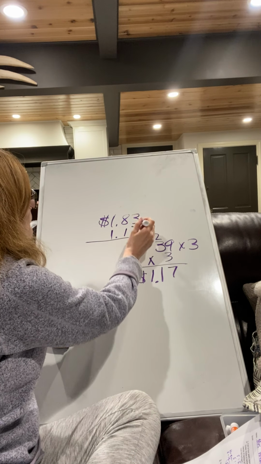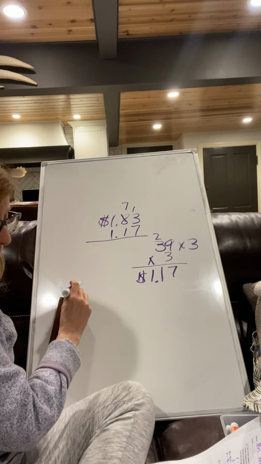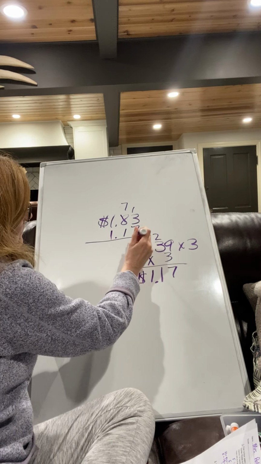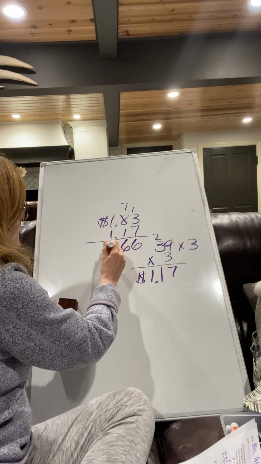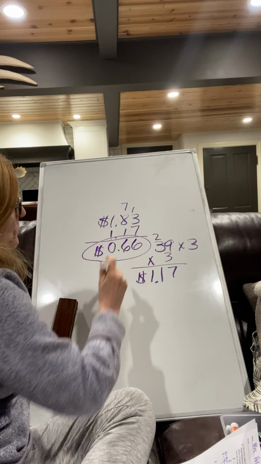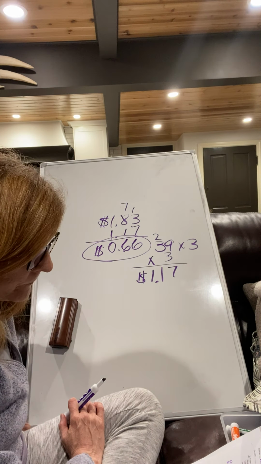So I can't take 7 from 3, so I'm going to have to borrow. And so that will be 7 minus 1 is 6 and 0. So she will need to put 66 more cents on the package. Okay.